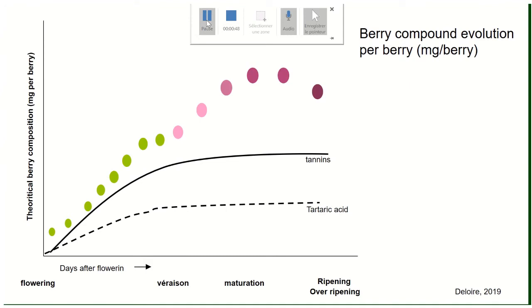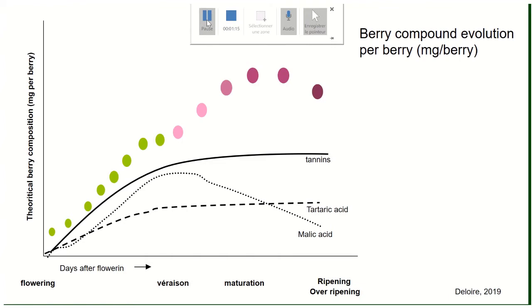Then if you look at the accumulation of tannins, you will see that the tannins are accumulated before veraison. You will see as well that the tartaric acid and the malic acid are accumulated before veraison as well. So the first message is that you have some very important compounds which are accumulated before veraison.